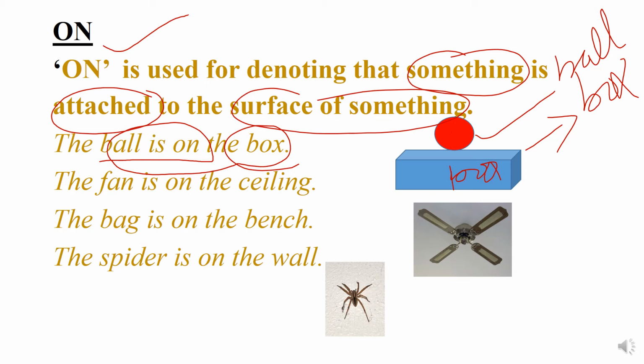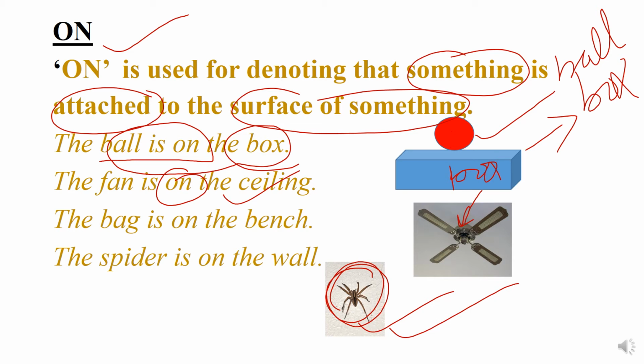You can see the fan is on the ceiling. The fan is attached here on the ceiling. Yes, it is touching the surface of the ceiling. So the fan is on the ceiling. Similarly, the bag is on the table or bench. We put our bag on the bench. In the same way, the spider is on the wall. See, the spider is attached on the surface of the wall. Here, the spider is trying to climb the wall. It is on the wall. That's why we can say the spider is on the wall.